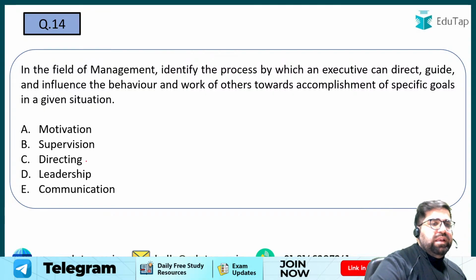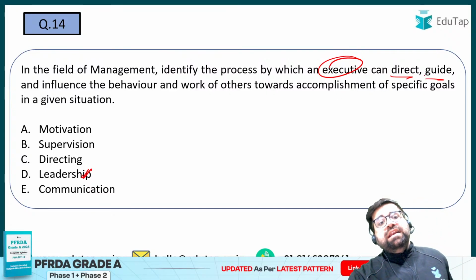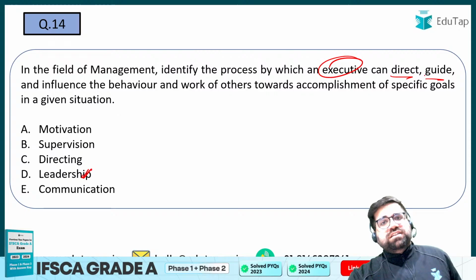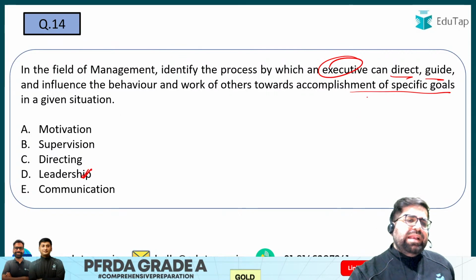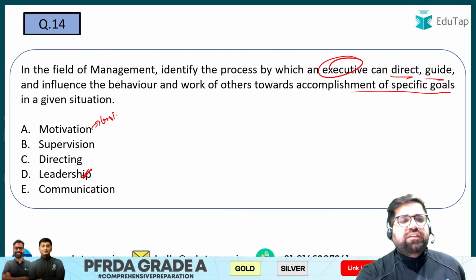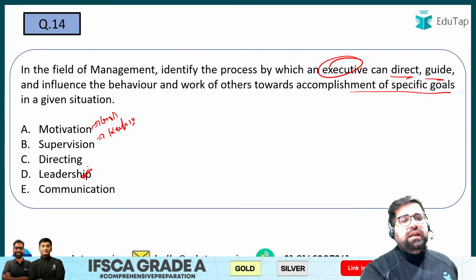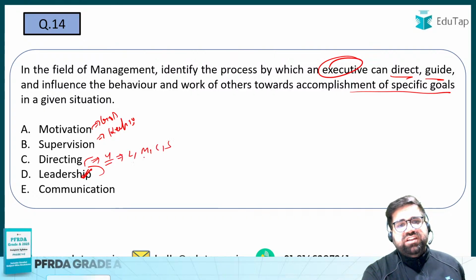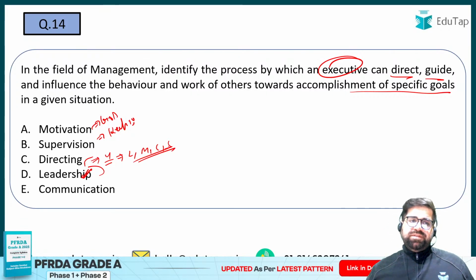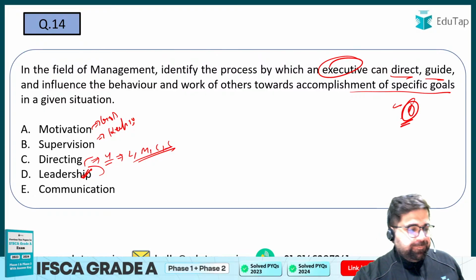The correct answer will be leadership, because in leadership, an executive or a leader directs, guides and influences the behavior and the work of others towards the accomplishment of some organizational goals or specific goals, right? Motivation is all about goal oriented behavior. Supervision is keeping an eye on someone. Yes, leadership is a part of directing, but in directing you have four parts. One is leadership, then motivation, communication, and supervision. So directing is a larger subset, leadership is a small part of it. So over here the correct answer will be option number D.